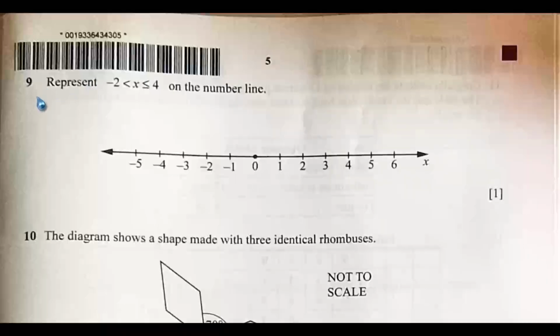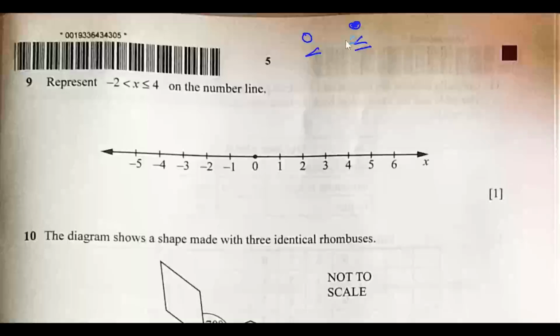This is the first question in part 2. Represent -2 < x ≤ 4 on the number line. So you need to understand the meaning of each of these symbols. If you have less than, the circle will not be shaded. If you have less than or equals to, the circle will be shaded. So for less than, it will be an open circle like this. For less than or equals to, it will be a shaded circle.